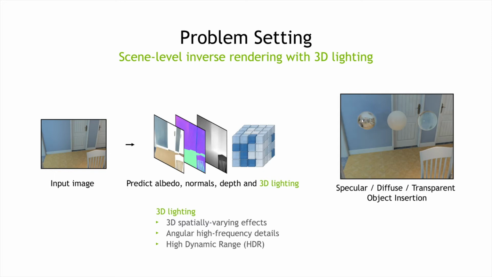Also, the lighting representation should be in high dynamic range, or HDR. Digital images usually quantize into the range between 0 and 255 and clip the saturated pixel values. However, a higher dynamic range is crucial for rendering effects such as cast shadows.